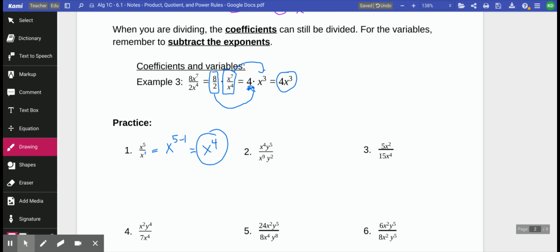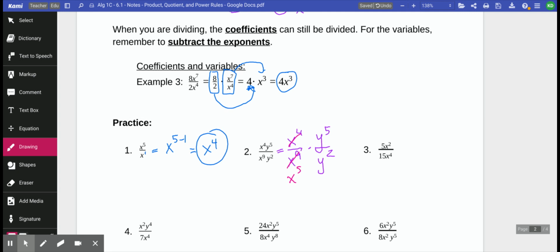For this next one, I'm going to split this up into 2 pieces, okay? I'm going to think of my x's as one problem, and I'm going to think of my y's as the second problem. So for my x's, I'm going to subtract, but I have more x's on the bottom. So I'm going to actually subtract 9 minus 4. So I'm going to do x to the 5th, right? So those x's are gone. I have x to the 5th on the bottom of this fraction.